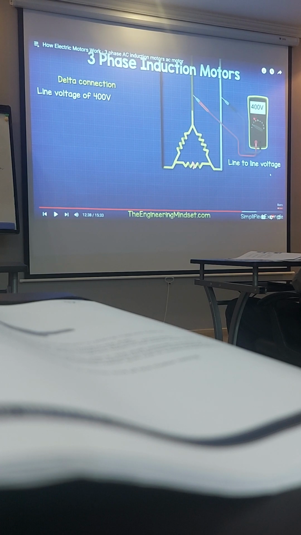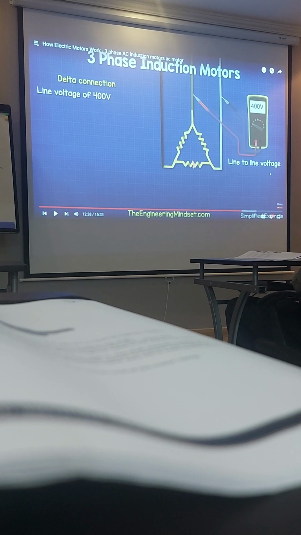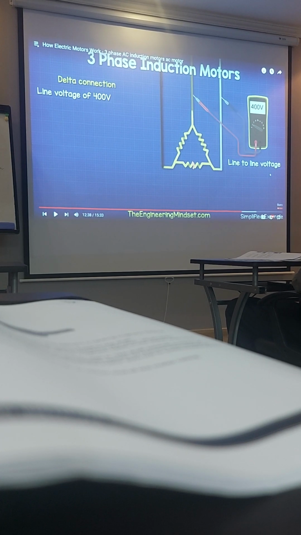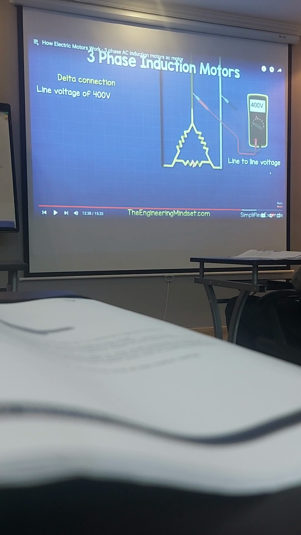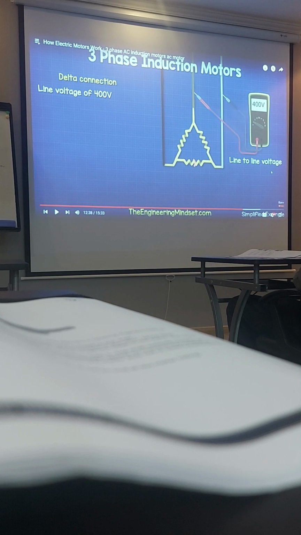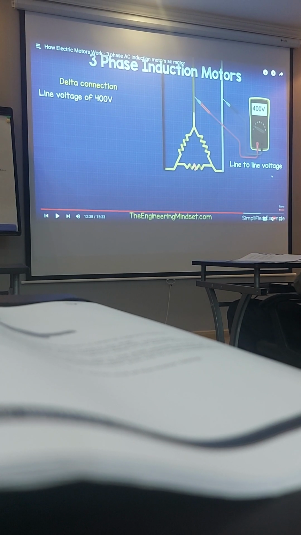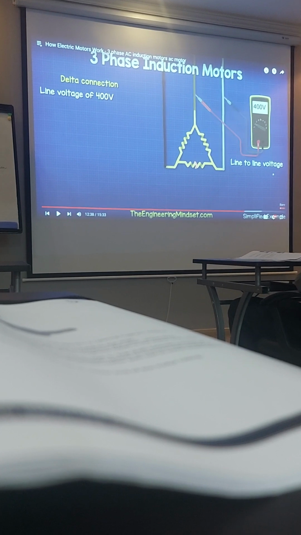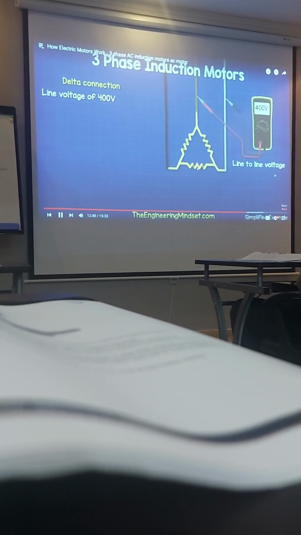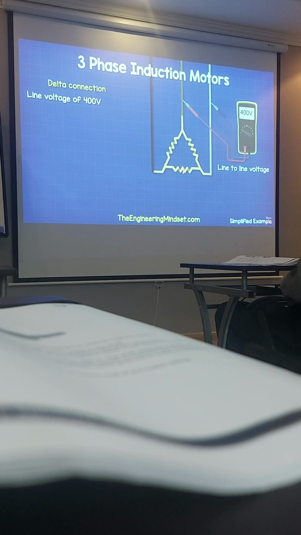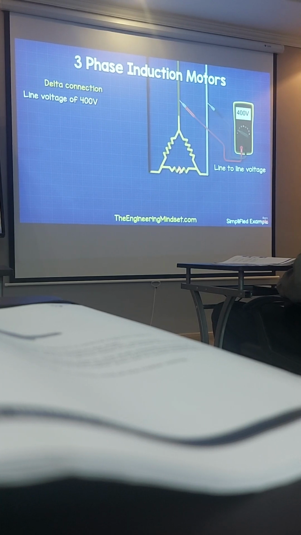It is 400. How? Square root of 3. 230 into square root of 3. So this will give you 400. So square root of 3 is 1.732. So 1.732 into 230, it will give you 399.98 something. So it is 400. You understand? Sure question they will ask you. Between any two phases, we will get a reading of 400 volts. We call this our line-to-line voltage.